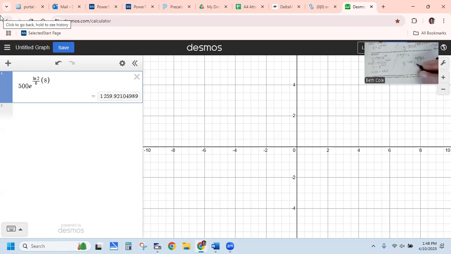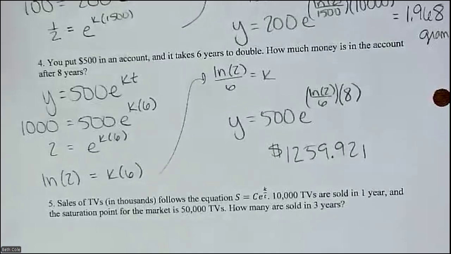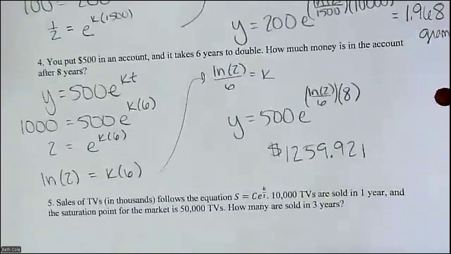Okay, good. We got a number bigger than 500. $1,259 and 0.921. Ew. Should we only do two? I just always do 3 to be safe. Thanks. All right, last one.